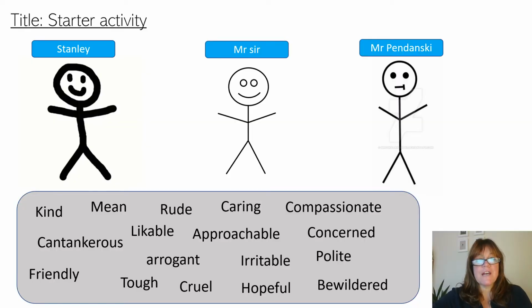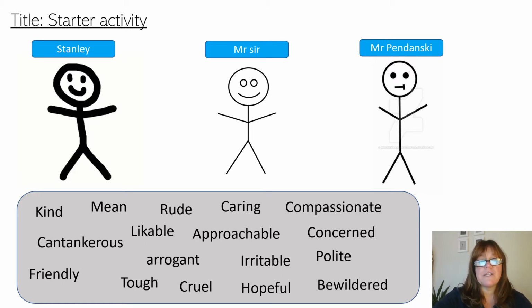So this is your starter activity. This is just to recap the characters that we have met so far from Holes. We've got Stanley, we've got Mr. Sir, and we've got Mr. Pendanski. Your job is to match the adjectives to the character.